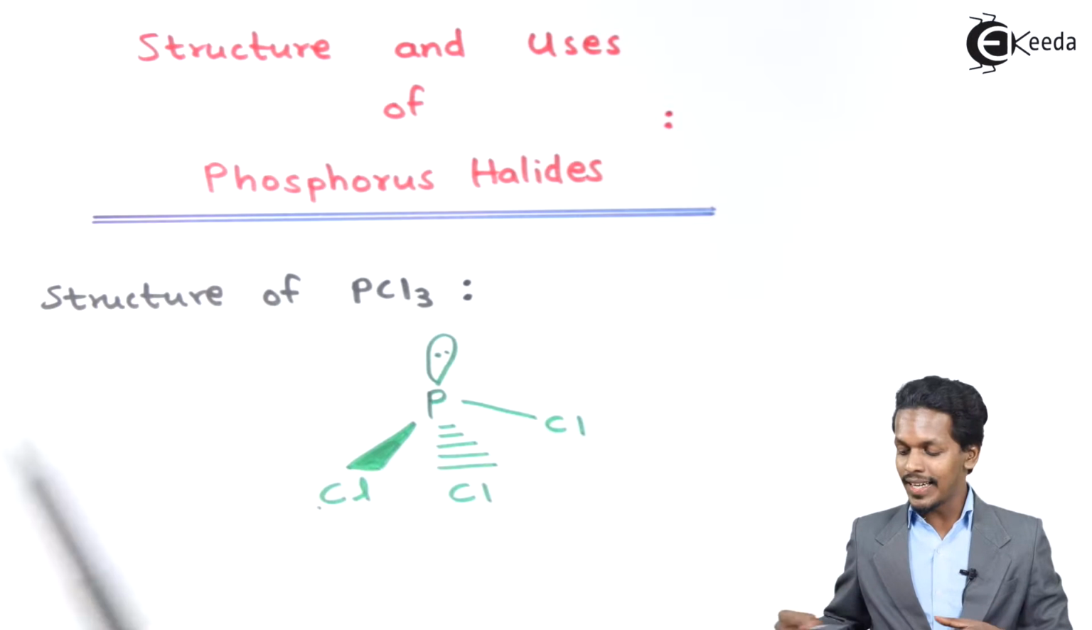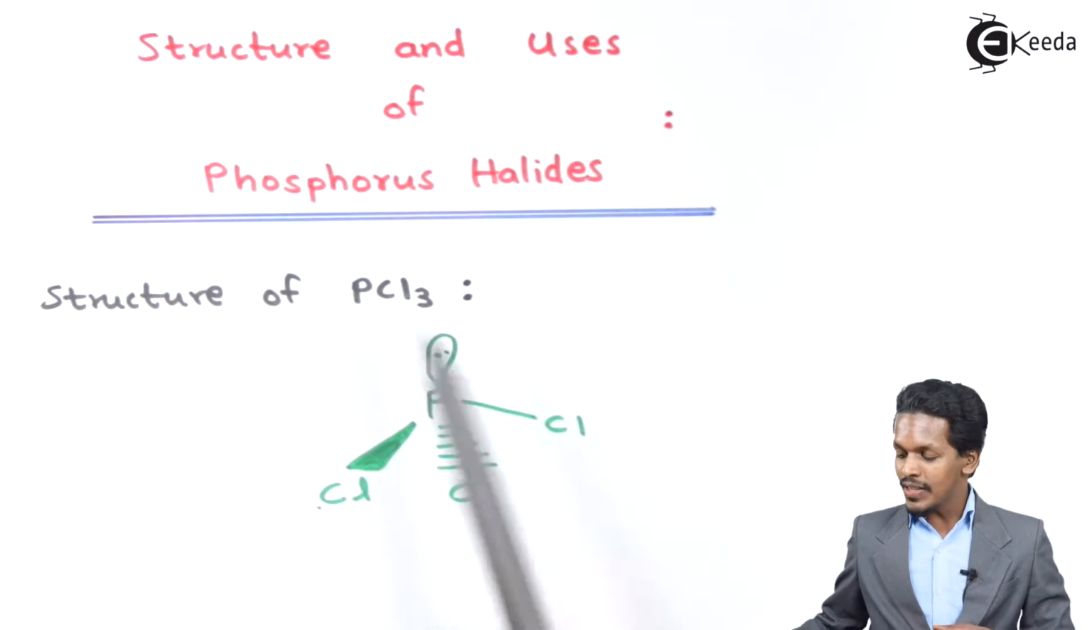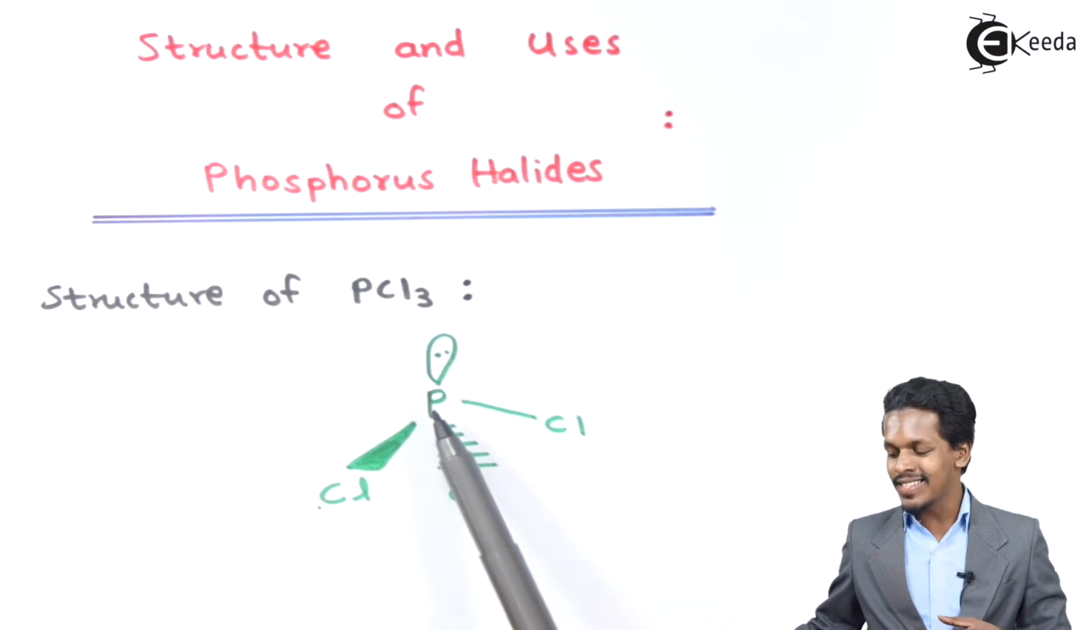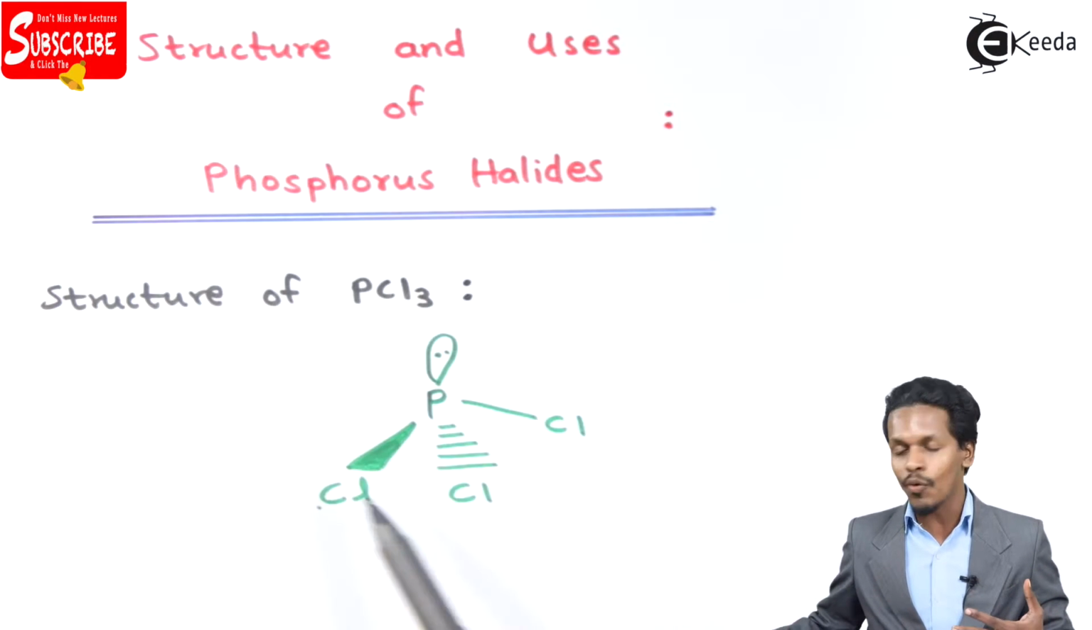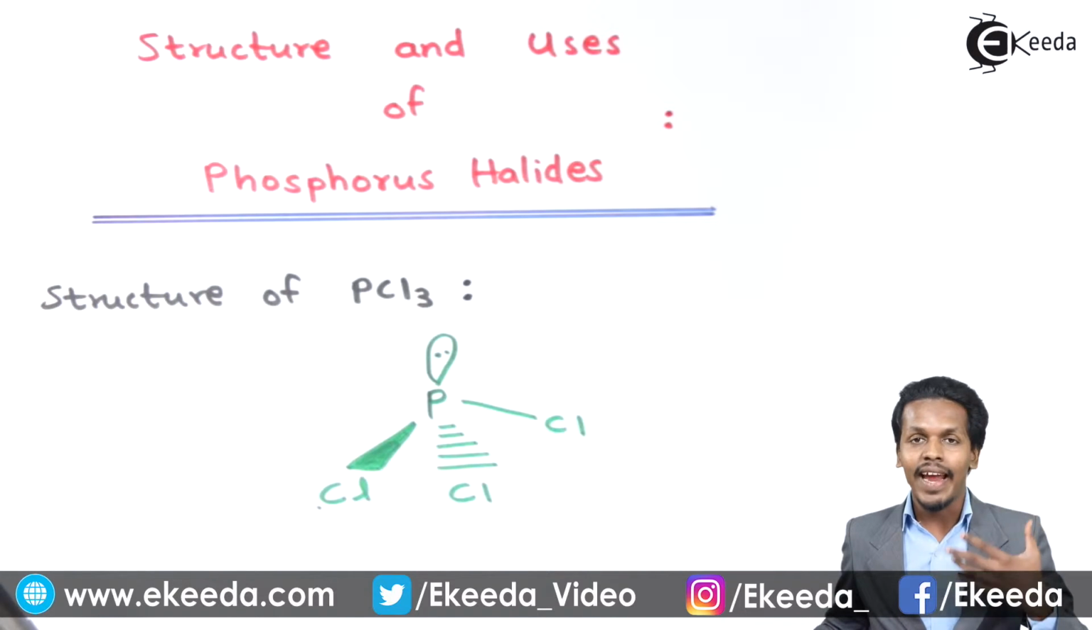Starting with the first one, that is the structure of PCl3. This is basically the structure of PCl3, and in this case the phosphorus is sp3 hybridized. That's the reason the geometry we obtain is basically a tetrahedron.